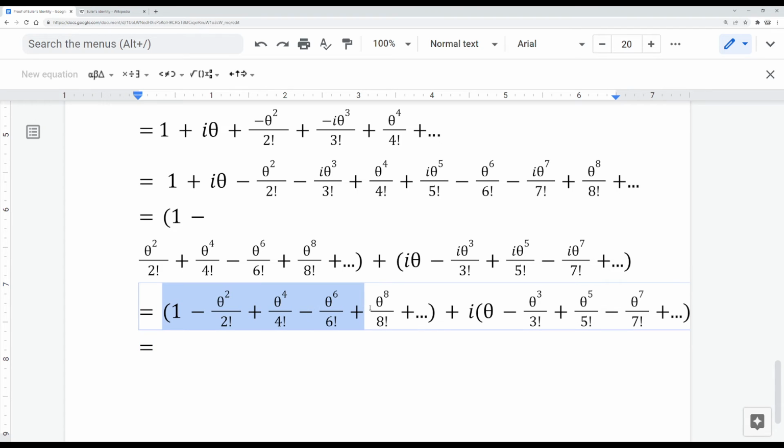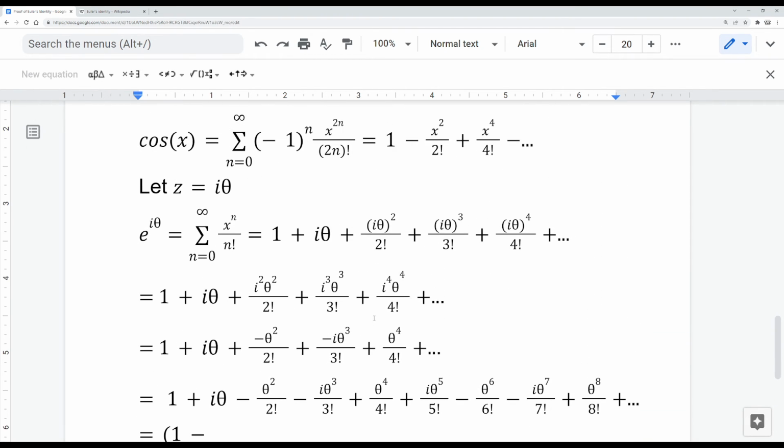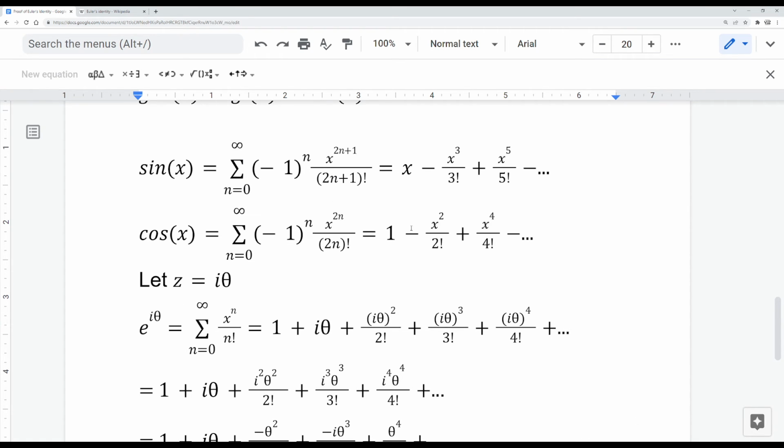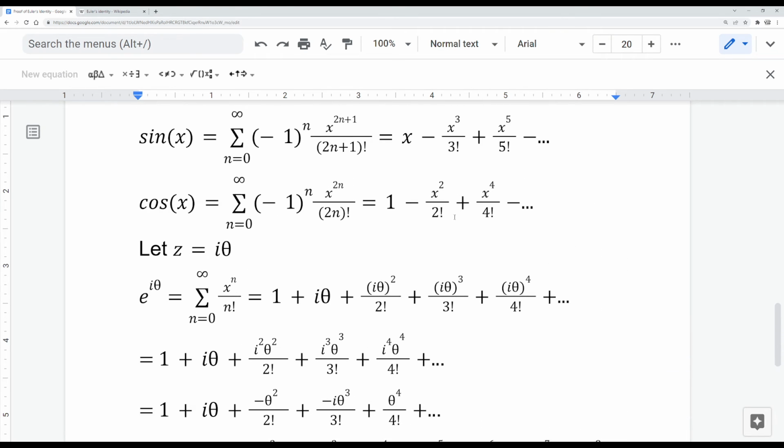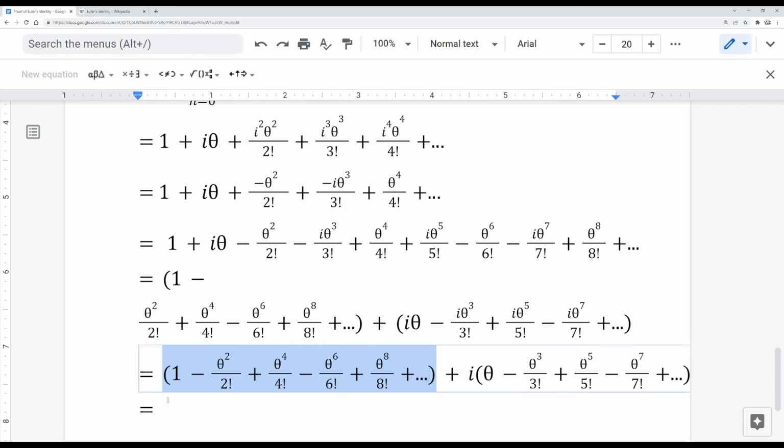So, here is where this all kind of amounts to. What is this? Oh, I forgot. Let's go up. Isn't it this, but replaced with theta? Take a look. Yeah. So that is the Taylor series or Maclaurin series for cosine of theta.